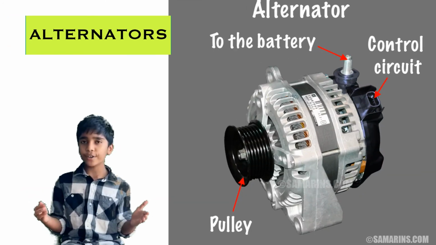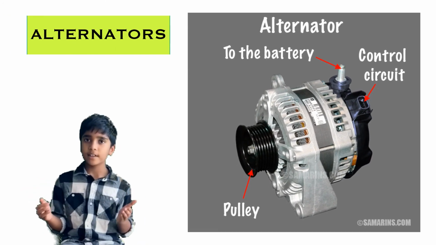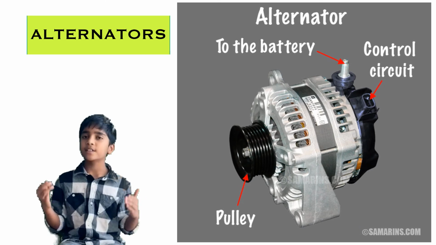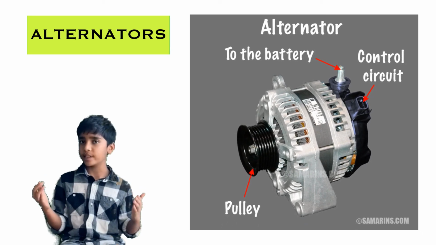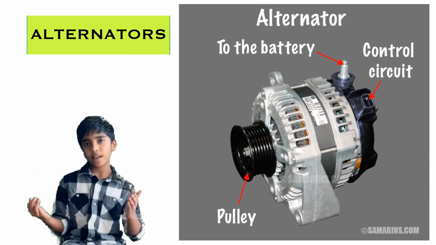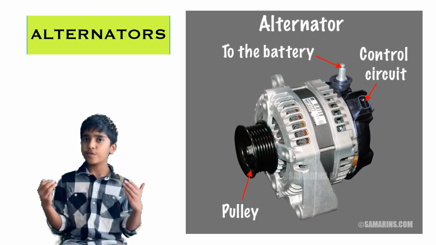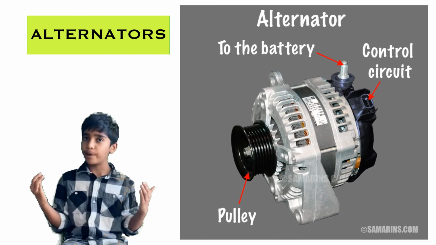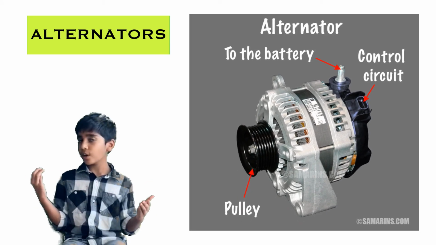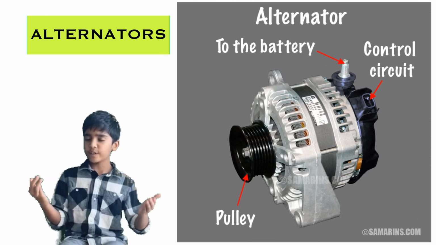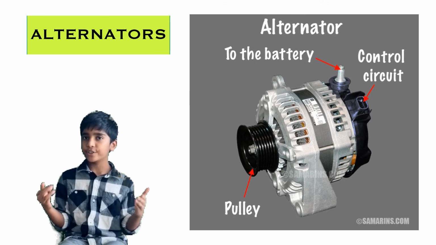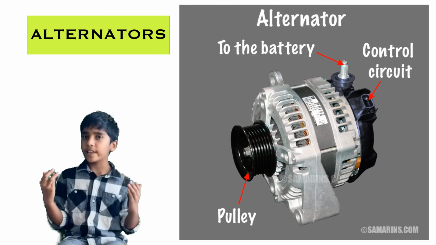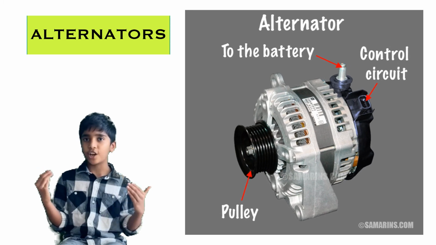Now let's move on to the alternator. The alternator is used in modern cars to charge the battery and to power the electrical system when the engine is running. The next one is that the battery provides electricity needed for the electric starter motor to start the car. Third and last point, when the car is running, the alternator generates energy to feed the electrical system and to charge the battery.